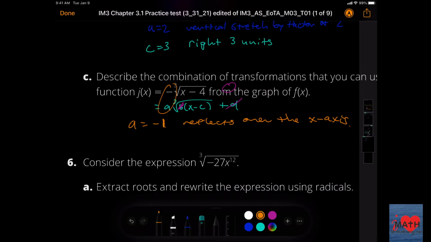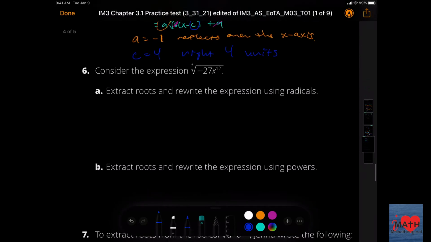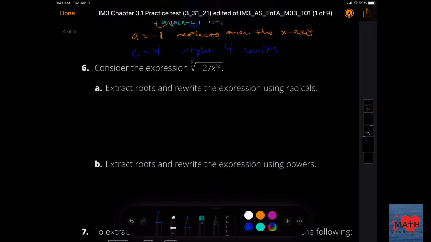And then the c value is 4. So that would be right 4 units. Okay? All right.